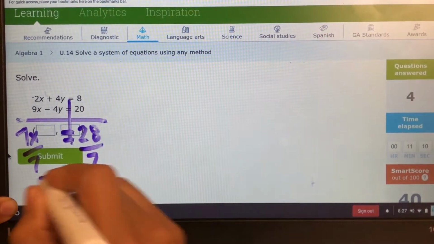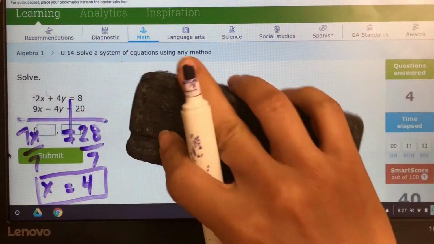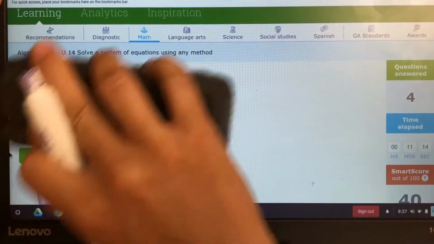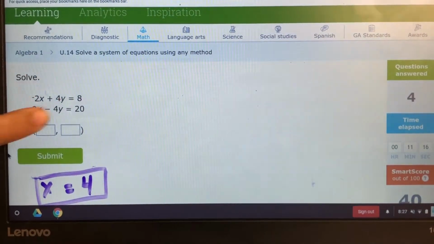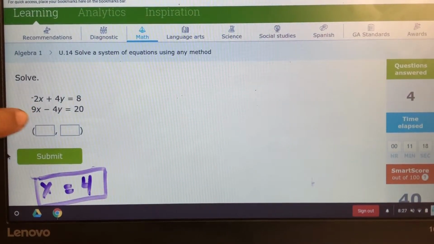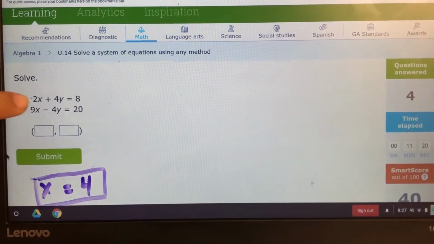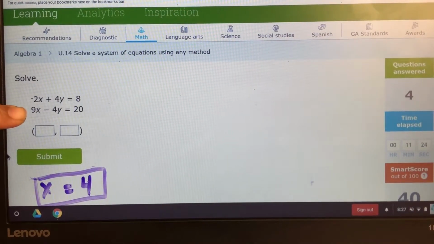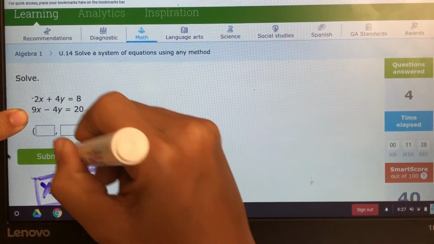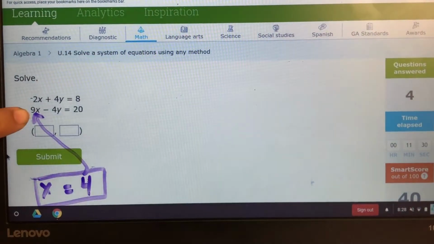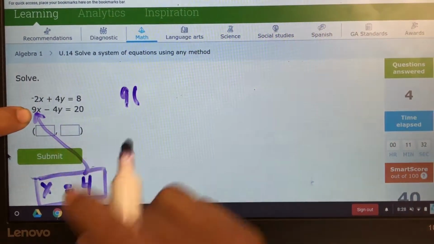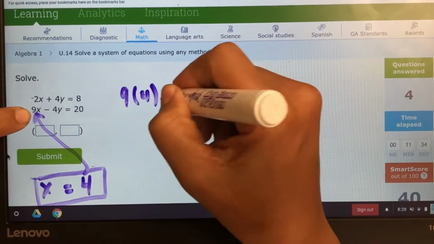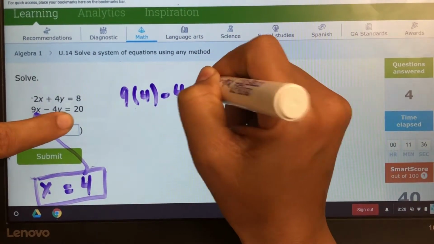So that's my x. Now that I know my x, I'm going to plug it into whichever one looks easiest, okay? I tend not to want to deal with negatives so much. But these are bigger numbers. Maybe you don't know your multiplication tables. I don't know. But I'll plug it into the positives because I don't like negatives. So right there. So it's 9, and then I see an x, and x is equal to 4, minus 4y equals 20.